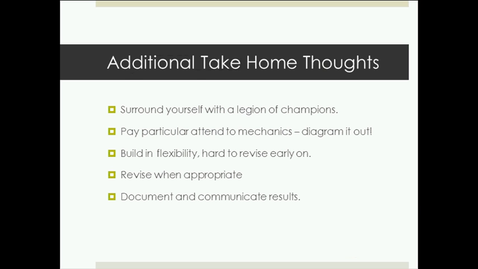Some additional take-home thoughts. Surround yourself with a legion of champions. I think if you can get a bunch of people in your community advocating for a tree ordinance, you'll have a lot more success. Pay attention to details, especially mechanics. Draw pictures, Venn diagrams, how's this whole process going to work, and try to visualize it out in the field. Build flexibility into your ordinance. I've said this several times. It's hard sometimes when you've adopted an ordinance after a very long, hard, contentious process. The last thing City Council wants to do is go back and revise it because you've made some mistakes.